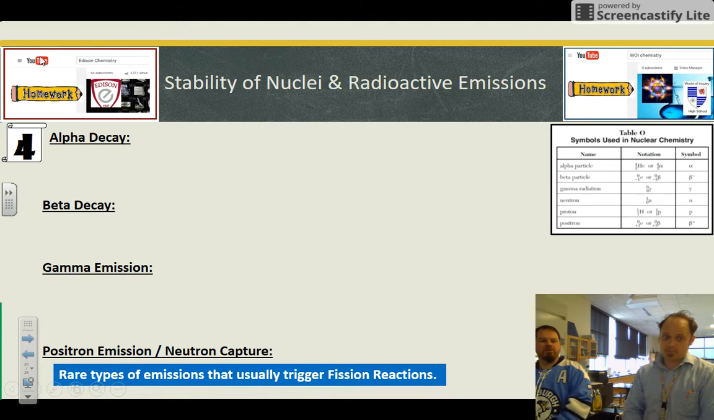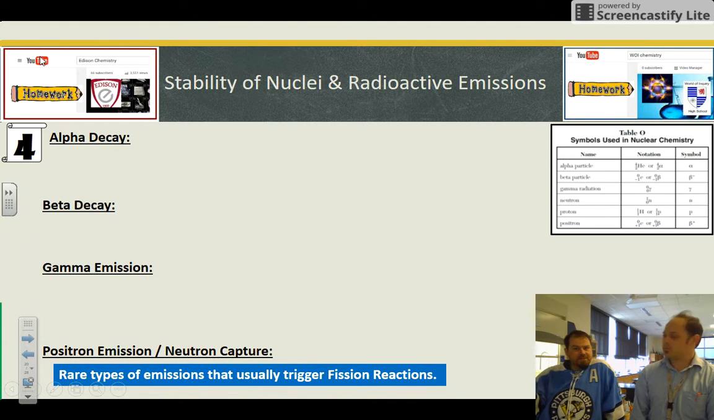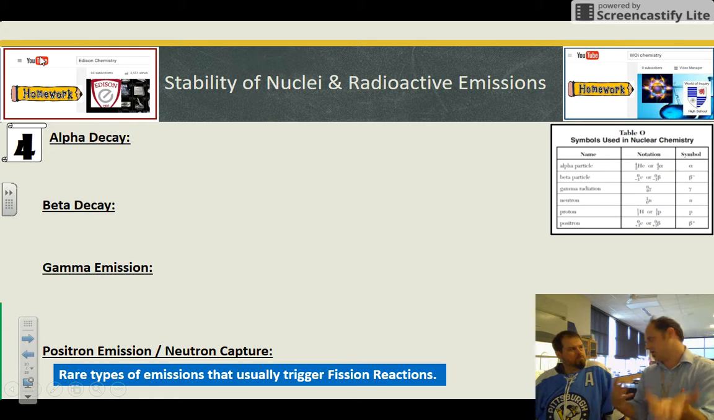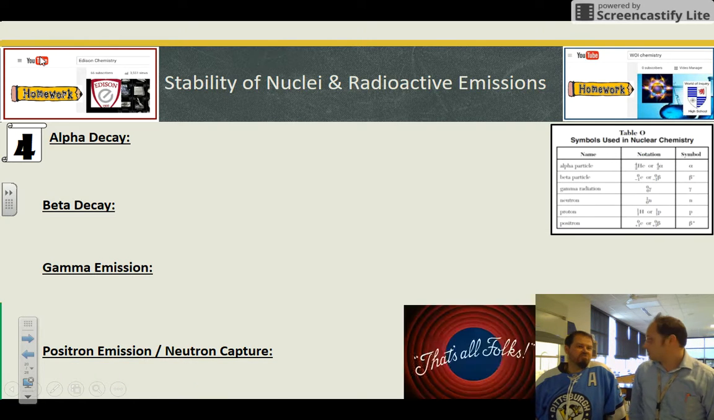Now, there is a rare one called positron emission. It is on our table, so we're going to include it there. It's a rare type of emission that usually triggers fission reactions, or it's used in medical diagnostics sometimes. I had a PET scan on my knee once. Positron emission tomography. They zapped me with this type of radiation, and they somehow could tell what was in my knee. So you can see through. It went right through.